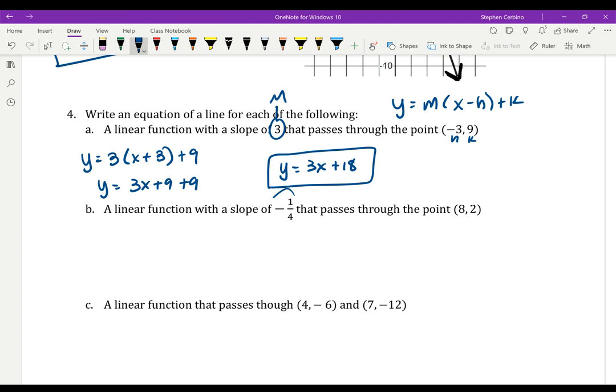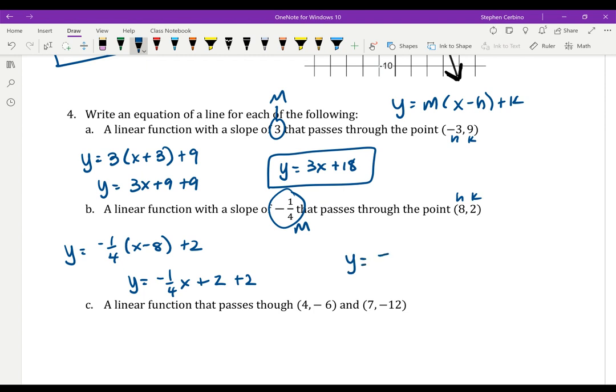For B, here's your m, here's your h, and here's your k. So I have y equals negative 1/4 times x minus 8 plus 2. Distribute. So we'd get y equals negative 1/4 x plus 2 plus 2. Right? Negative 1/4 times negative 8 is where that plus 2 comes from. Combine your like terms. And there you go.